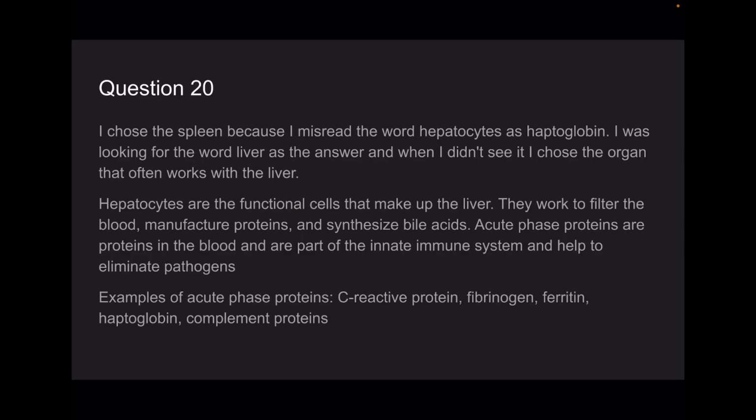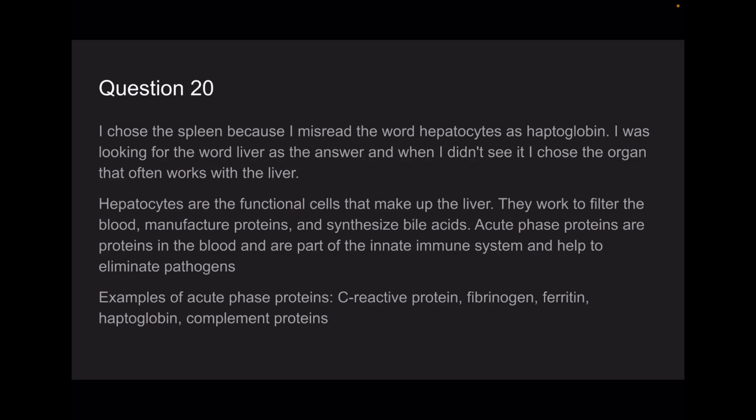Okay, my first question is, where are most acute phase proteins synthesized? I chose the spleen because I misread the word hepatocytes as haptoglobin. I was looking for the word liver as the answer because spleen was also another answer. So I chose the organ that often works with the liver, and I thought it might be where proteins are synthesized.